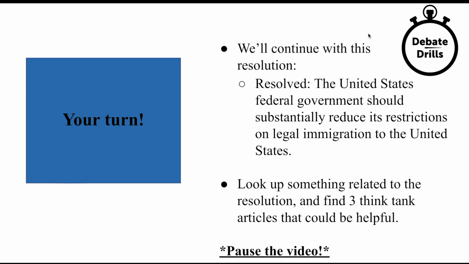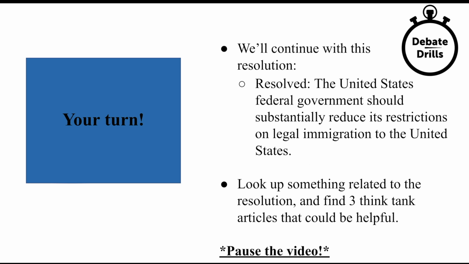So what I want you to do is, using the same resolution we've been using throughout this lesson, which is resolved, the United States federal government should substantially reduce its restrictions on legal immigration to the United States, look up something related to the resolution and find 3 think tank articles that could be helpful. Pause the video and take a look at the think tank. I'll go and take a look at it myself as well, although I won't walk you through the articles like I usually do because we're not trying to assess the articles or their quality in this situation. We're just trying to figure out how this engine or browser works.